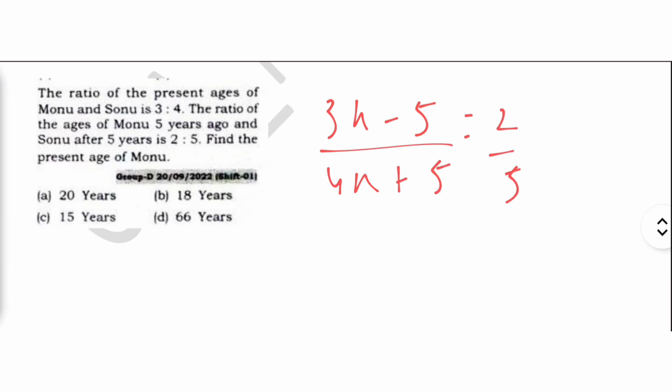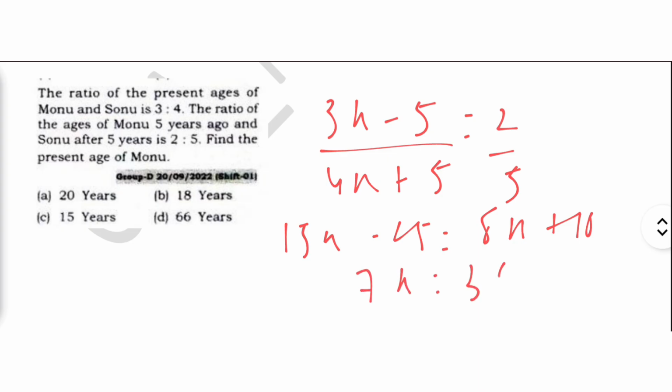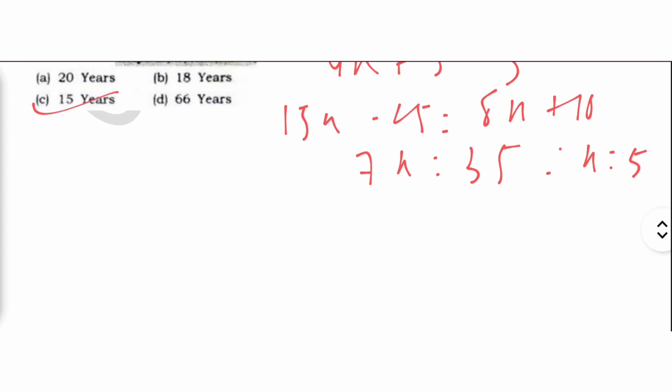We cross multiply. 5 3s are 15x minus 25 equals 8x plus 10. 15 minus 8 is nothing but 7x. 25 plus 10 is 35. Therefore x is 5. If x is 5, find the present age of Monu, that is 3x. 3x is nothing but 3 into 5, which is 15 years.